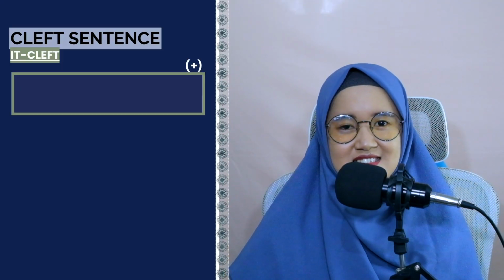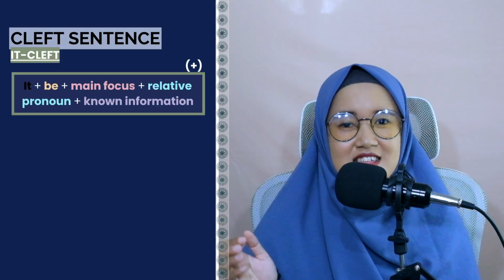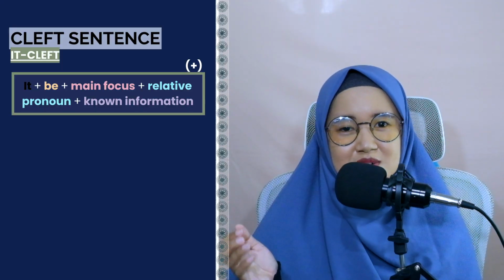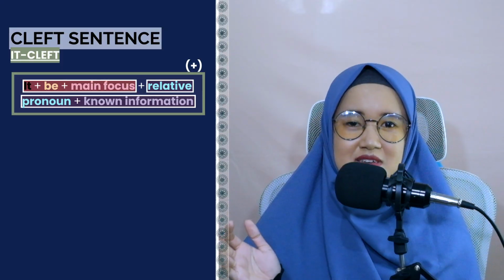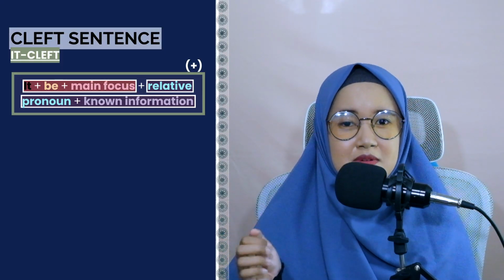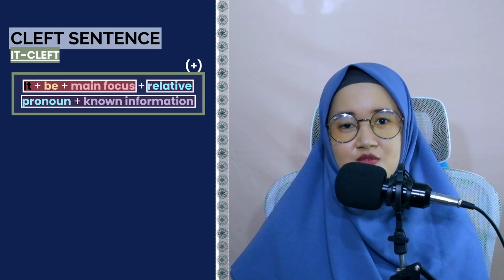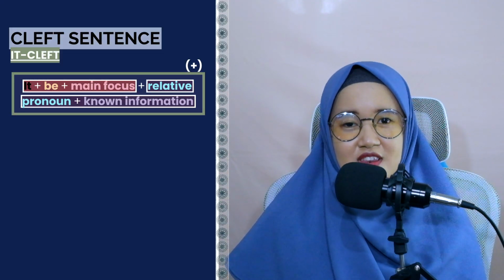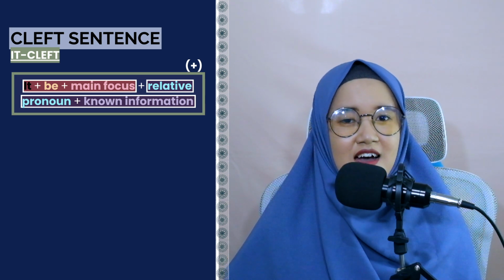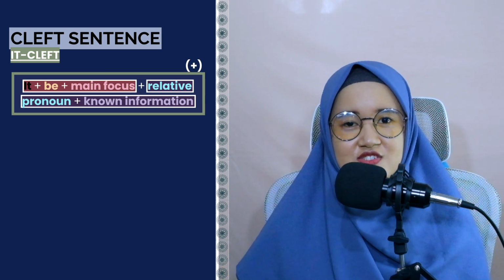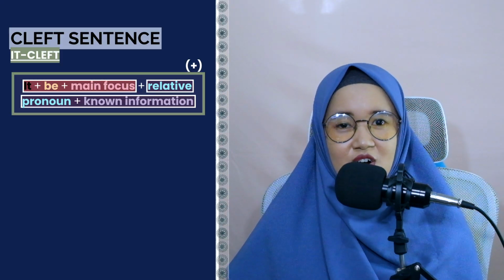The structure is it plus be plus main focus plus relative pronoun plus noun information. Notice that the main focus always appears after it plus the be verb. It in the main clause is a placeholder for the main focus. The cleft clause provides noun information about the main focus, often introduced with a relative pronoun like who, which, or that.